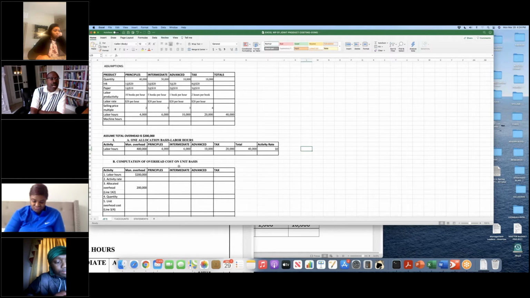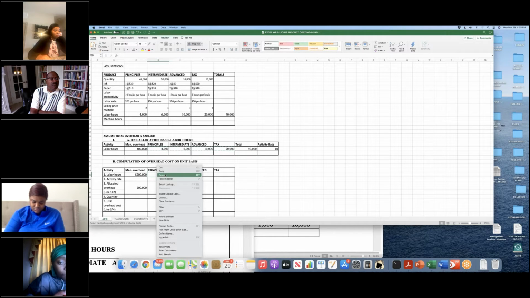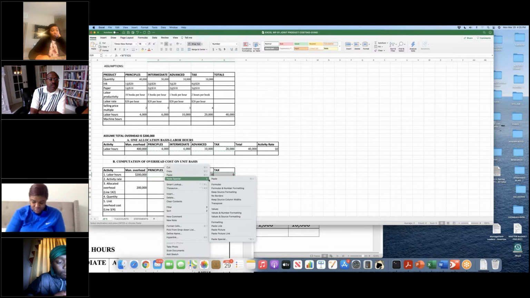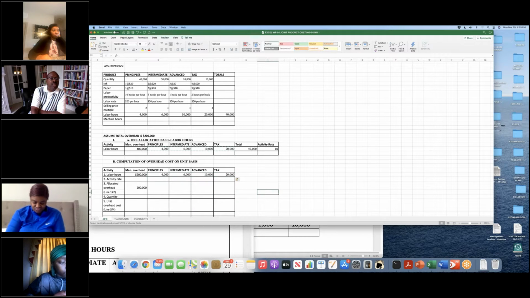So now we need our labor hours. So we're going to do what? Bring those down, same as in Word. I go to paste special, values. Okay. So with a formula involved, it didn't want to paste, so I had to go and hit paste values.